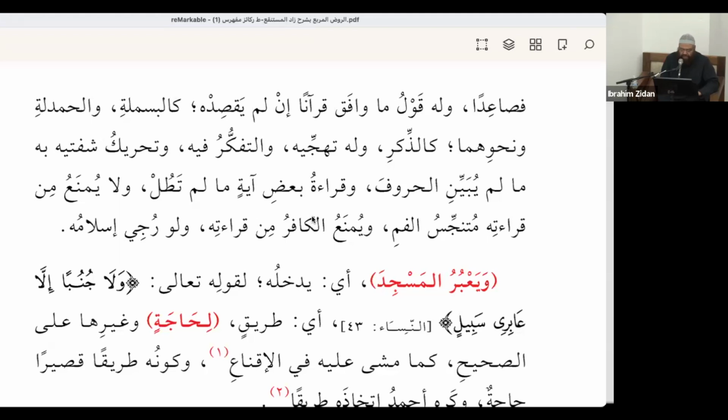And this is something that is... ولا يمنع من قراءته متنجس الفم. ولا يمنع, he is not to be prevented, to be stopped from his recitation of the Quran. This is something else. متنجس الفم. Someone whose mouth has najasa in it. If someone's mouth has najasa in it, is he prevented? Is he to be told it's haram for you to recite Quran? No, لا يمنع.